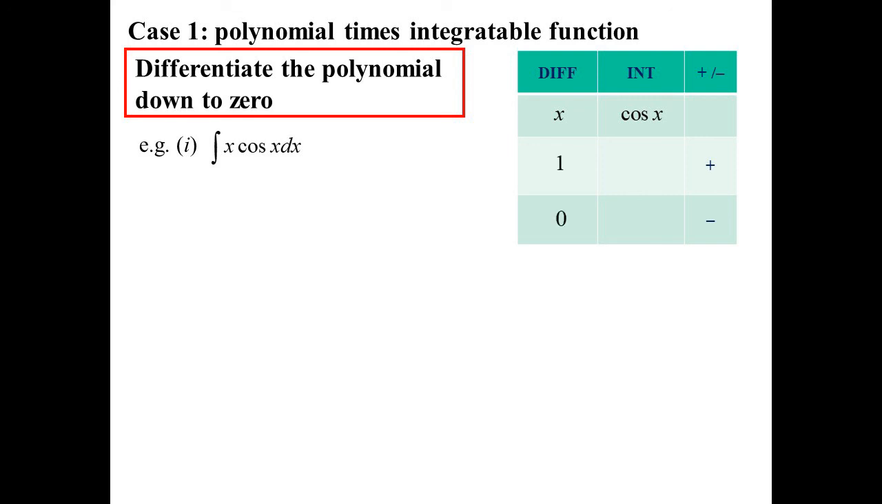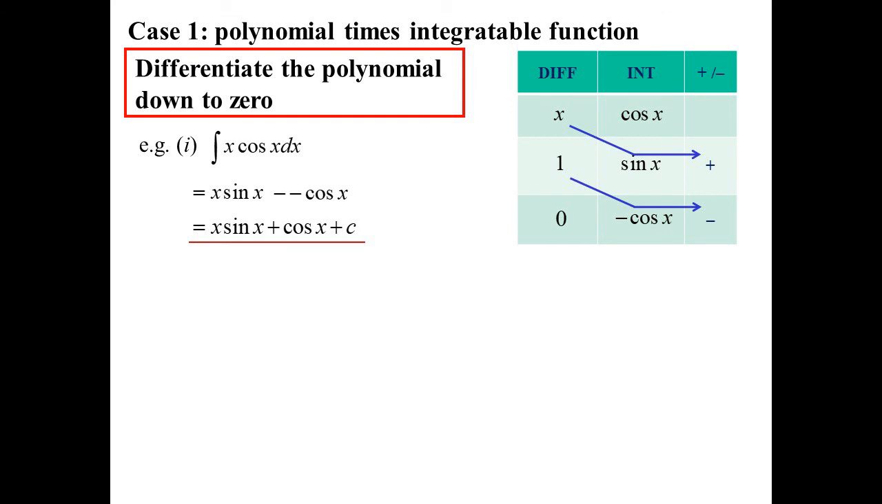I'll differentiate down until I get the polynomial to 0. So I need to do that twice. And then I'll integrate and so on. And now I just go tic-tac-toe. Tic-tac-toe, so it's x sine x. Tic-tac-toe, minus cos x. There's our answer. So it's just a different way of setting out the working.